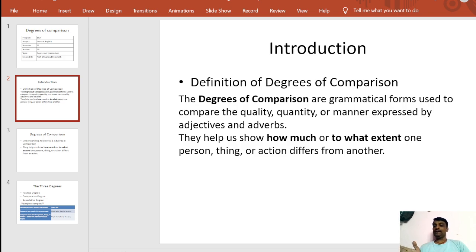The degrees of comparison are grammatical forms used to compare the quality, quantity, or manner expressed by adjectives and adverbs. Maybe this might be the definition of degrees of comparison. It means by using adjectives and adverbs, we can compare the qualities, the quantity, or the manner of a particular subject, right? So these degrees of comparison help us to show how much or to what extent one person, thing, or action differs from another.